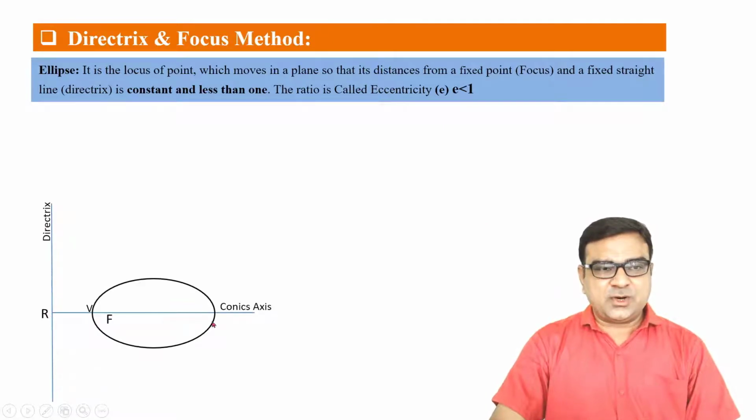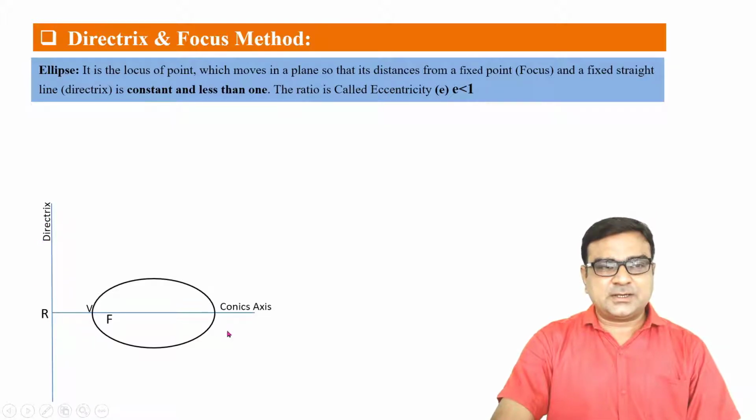Here the horizontal line and the vertical line are perpendicular to each other. The vertical line is known as the directrix, and on the horizontal line we get the focus as well as the vertex point. The vertex is a point of the curve. Here the distance from V to F and the distance from R to V, the ratio VF by RV, is known as eccentricity, and for an ellipse this ratio is always less than 1.